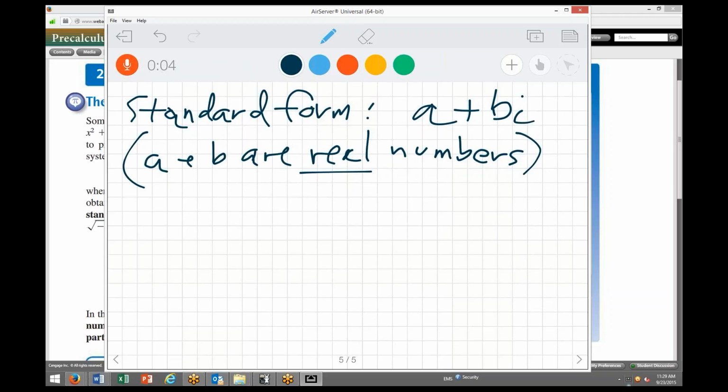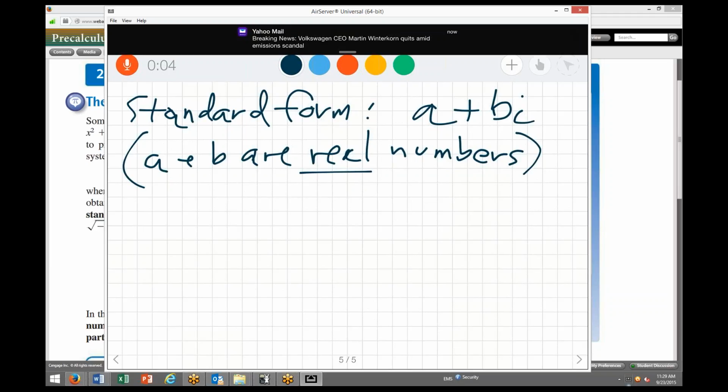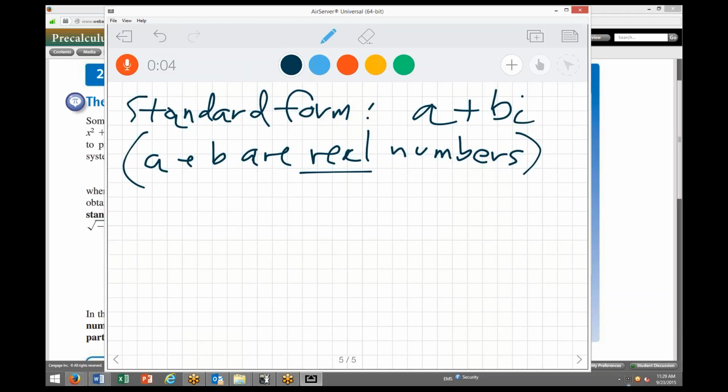That term was first used by Gauss in the 1800s. b times i is the purely imaginary portion of the complex number. The number a, being a real number, is the real portion of the complex number. You add the real part and the purely imaginary part, and that, yes, that's an imaginary number, but it's also called a complex number.